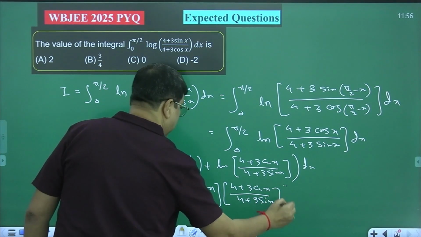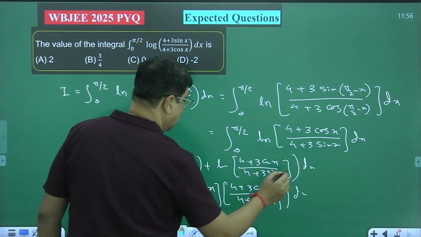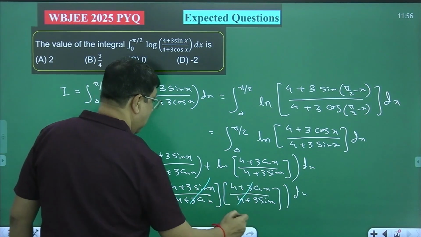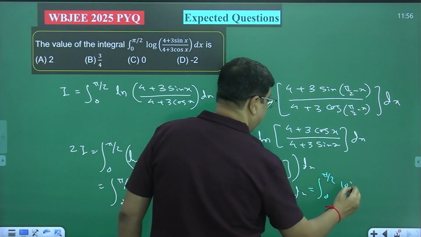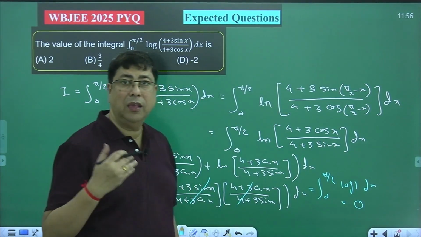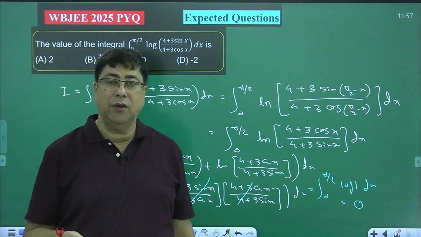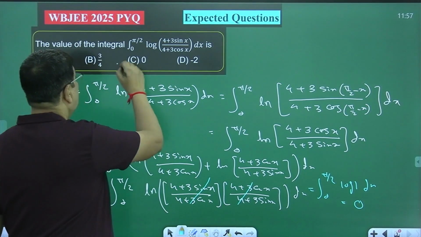So everybody, we are seeing that they are reciprocal to each other, so they are getting cancelled. So log 1, so 0 to pi by 2, log 1 is 0, we know that. So 2I equals 0, therefore we can write I equals 0. So everybody, the answer of the question is option C.